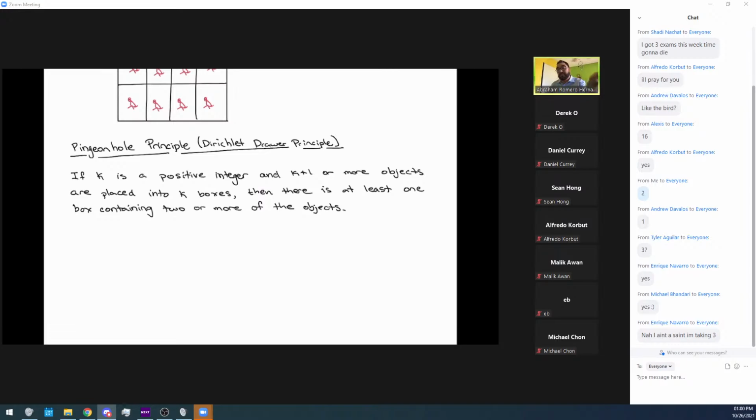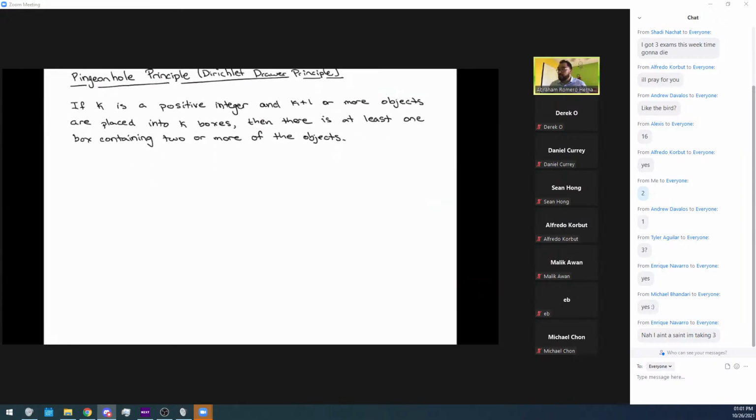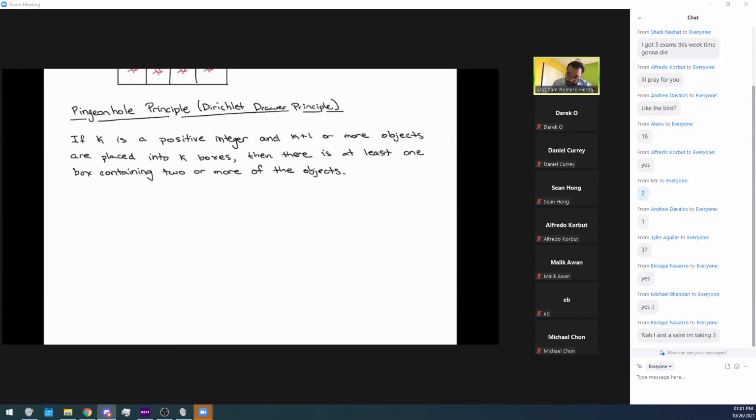But that's the pigeonhole principle. That's the idea, that if you have k plus 1 objects and k boxes, there's going to be a box that contains at least two or more objects. And that makes sense. Okay, let's do a couple of examples. Even though I'm sure you already got the idea, let's do a couple of examples.